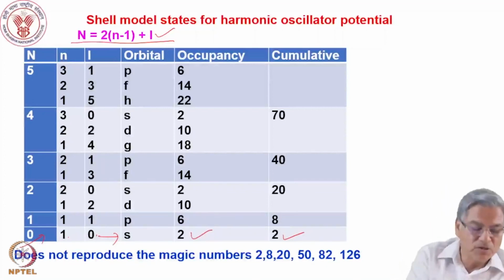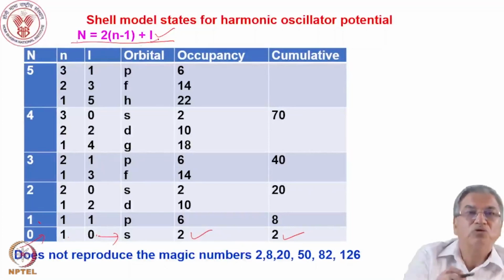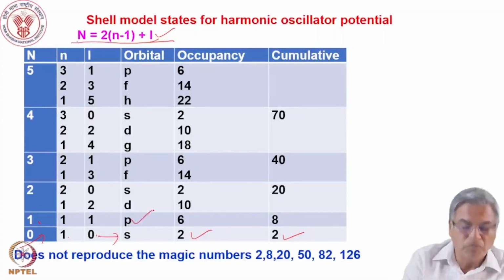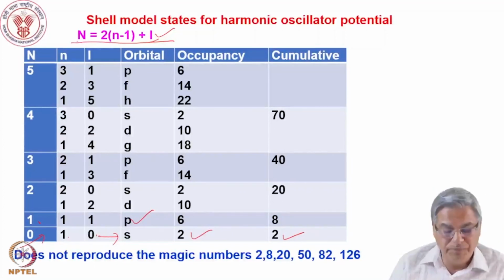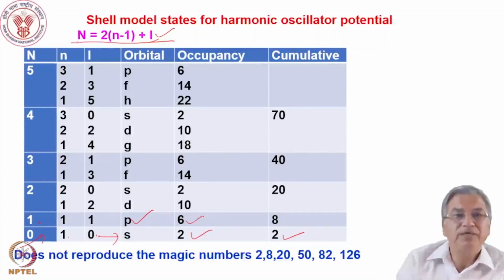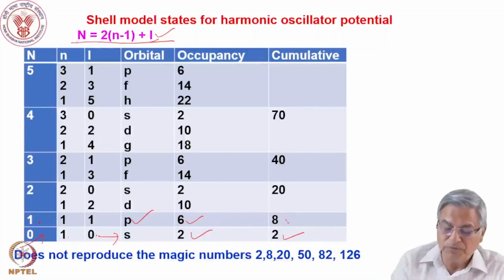For the next oscillator quantum number 1, how can you get N equal to 1? You start from small n equal to 1, 1 minus 1 equal to 0, so this term is 0. So we have L equal to 1, that is the p orbital. So capital N equal to 1 will have one orbital p, and the occupancy of p is 6 nucleons, and the total occupancy becomes 8.